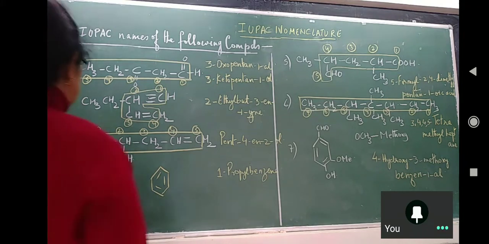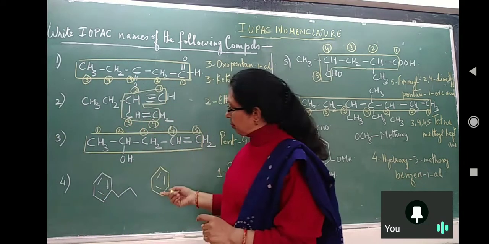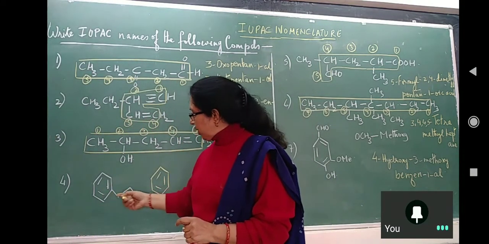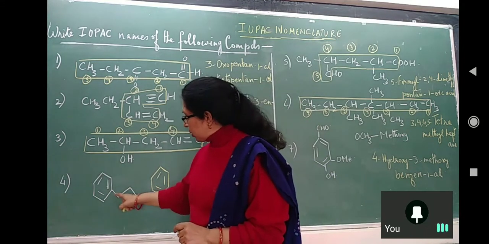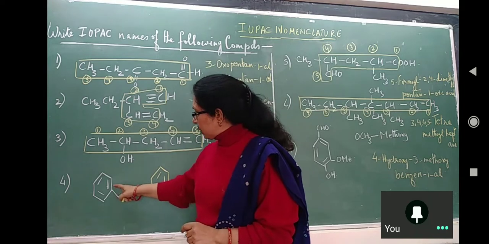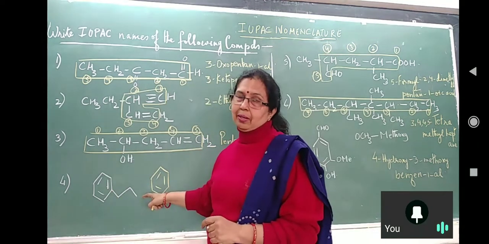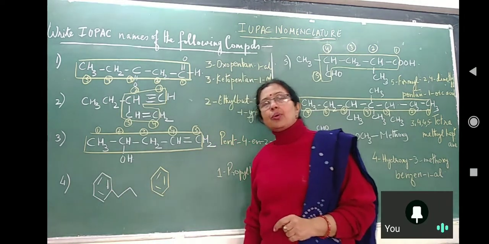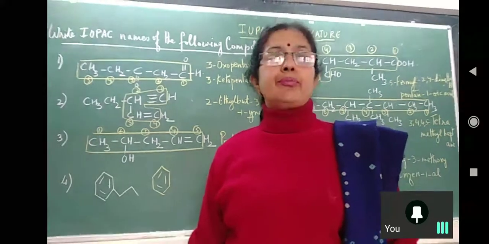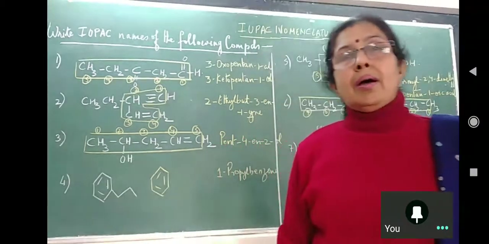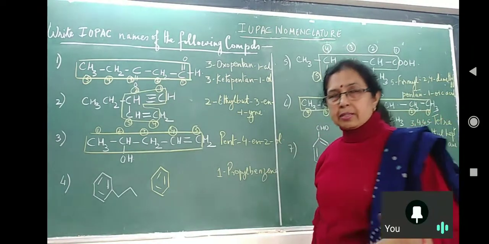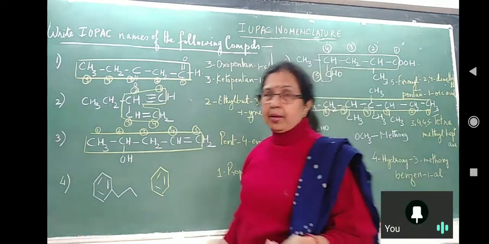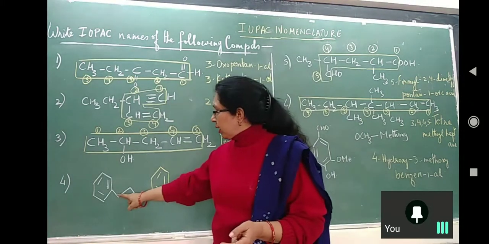Okay. Come to this one, the fourth example. We have got this, right? Now see here, what is this tail hanging over here? This is known as bond line formula. Now I'll have a separate class. Next class I will tell you about condensed formula and all. But right now let me expand it.